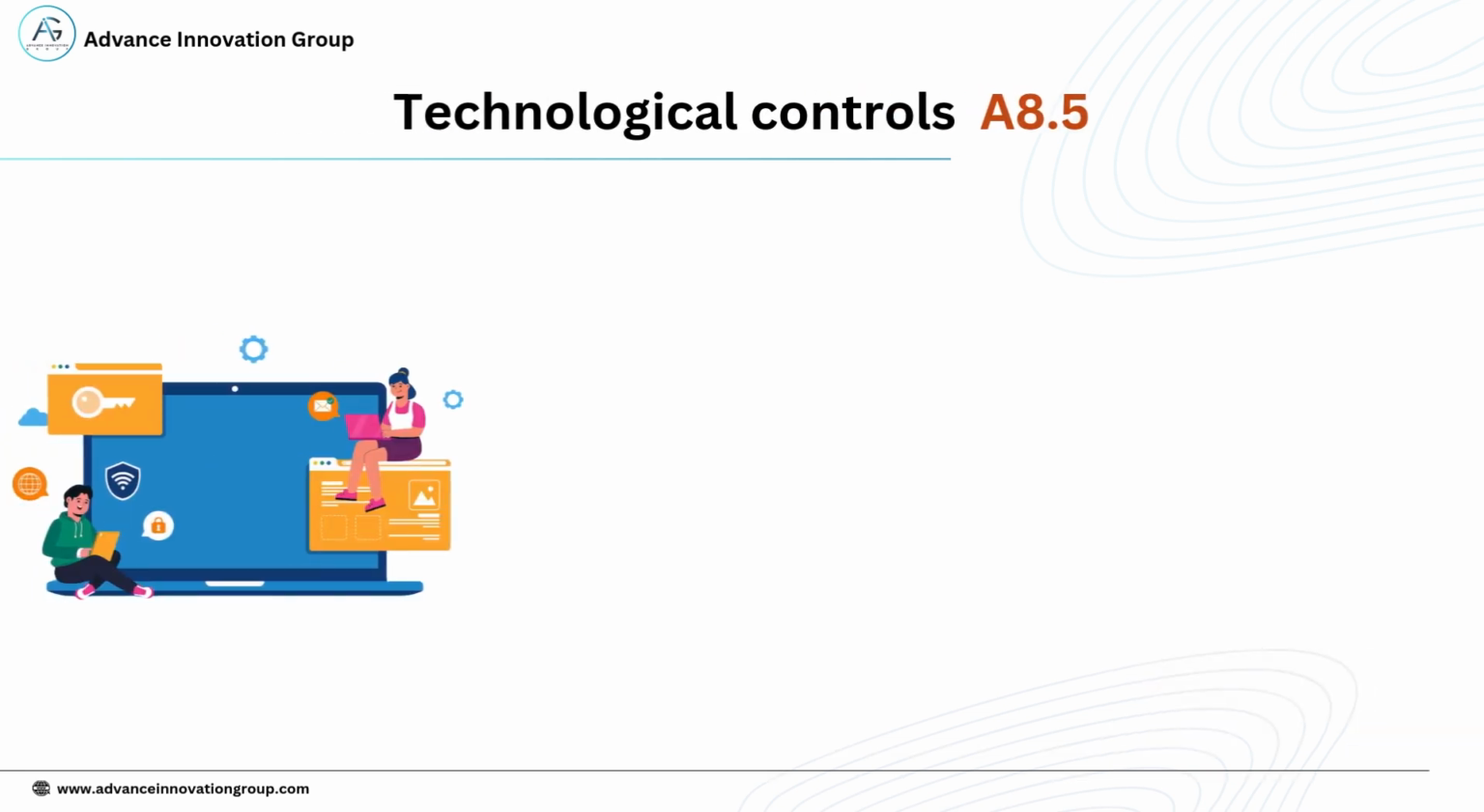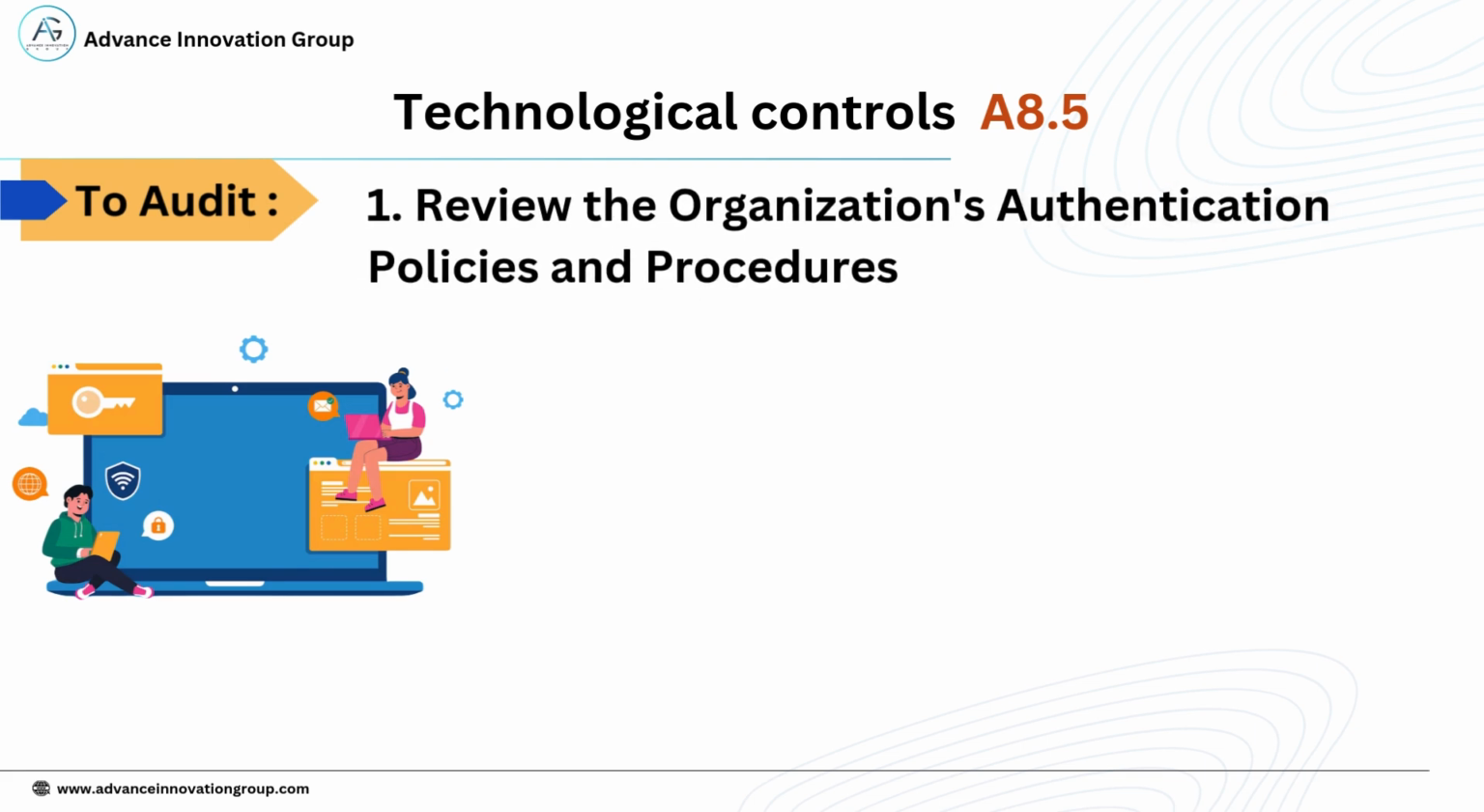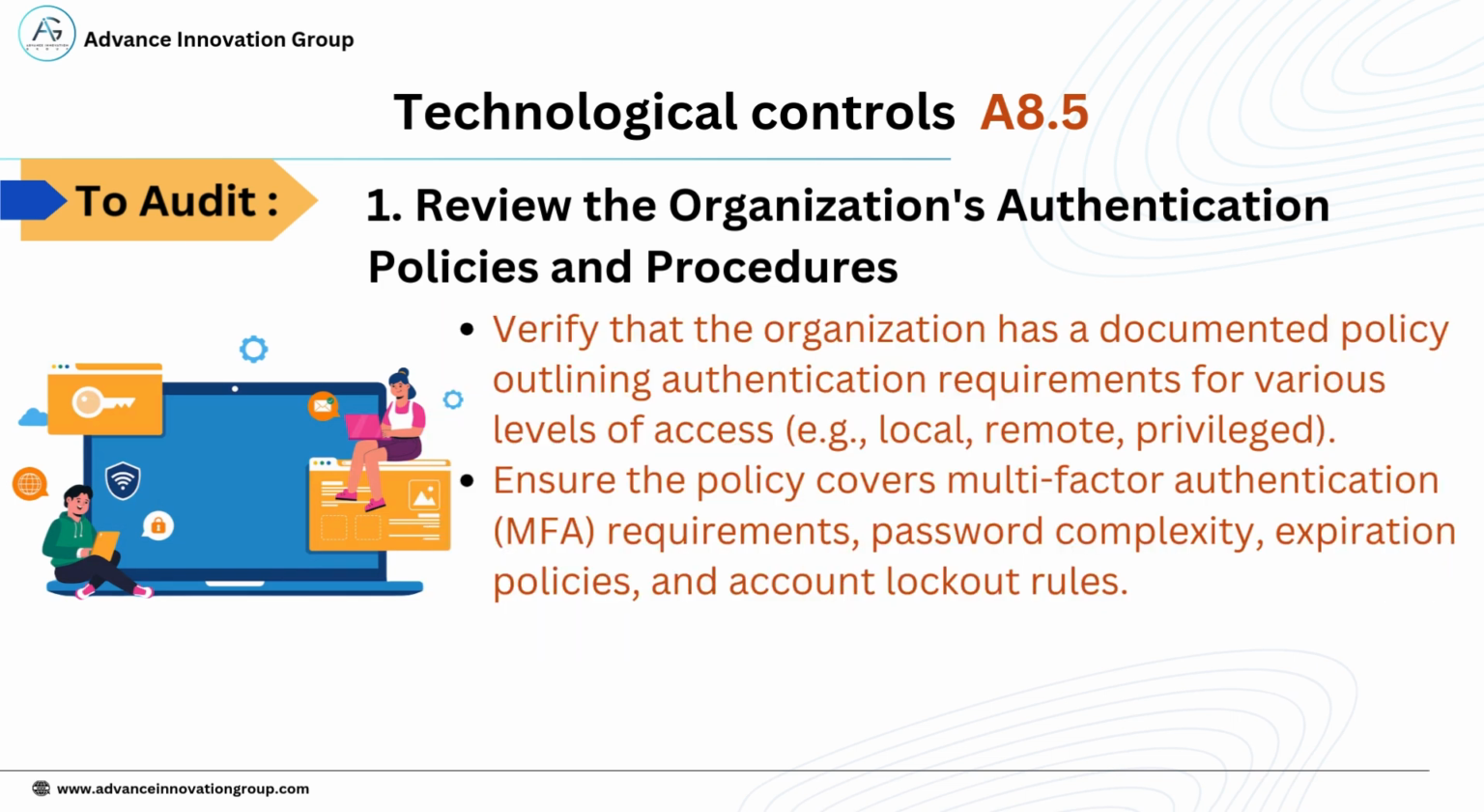Technological controls A 8.5. To audit 1. Review the organization's authentication policies and procedures. Verify that the organization has a documented policy outlining authentication requirements for various levels of access, e.g., local, remote, privileged. Ensure the policy covers multi-factor authentication, MFA, requirements, password complexity, expiration policies, and account lockout rules.